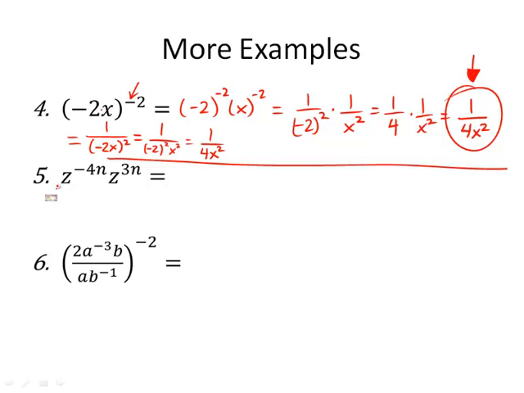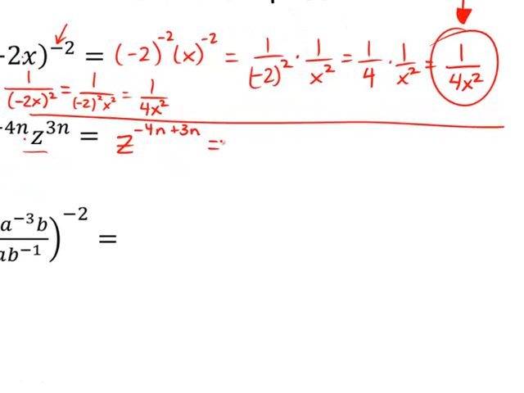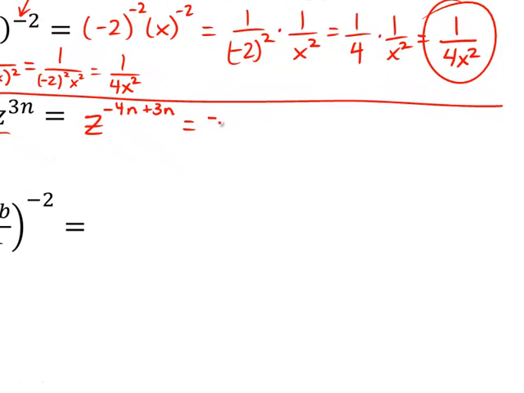Here, we've got the same base. So since we've got the same base, let's combine our exponents if we can. Same base, product rule, you want to add your exponents. Negative 4n plus 3n is negative 1n. Oh, now we've got a negative exponent. Can't leave it like that. So let's use our negative exponent rule, which means 1 over z to the power of n. And that can be a simplified final answer.